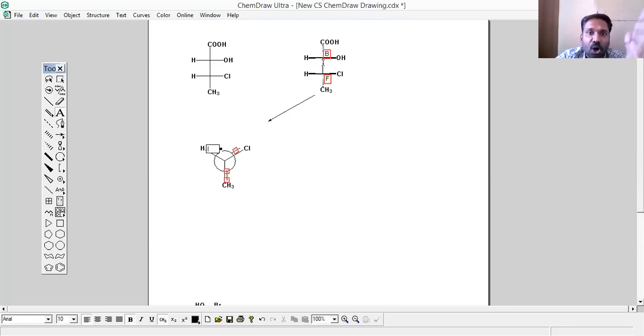So in eclipsed, all the groups on the left side of the Fischer projection eclipse one another, and those on the right side eclipse one another. Is it not? And the top and the bottommost groups eclipse each other. Is it not? Yes, sir. So what atom should come here? H. Is it not? And here? OH. And here? COOH. Is it not?